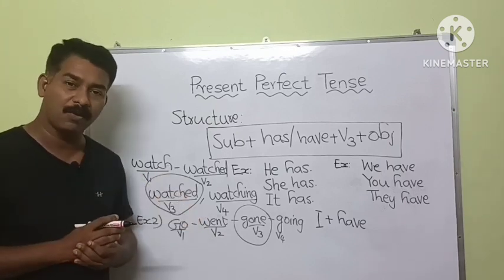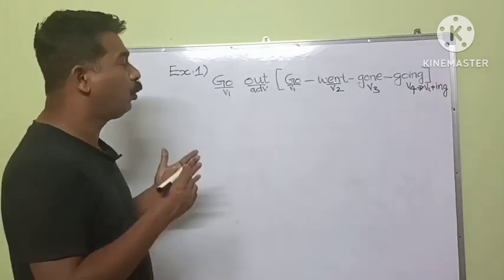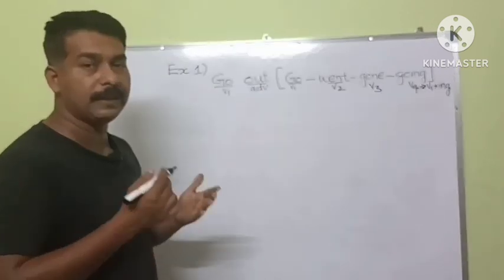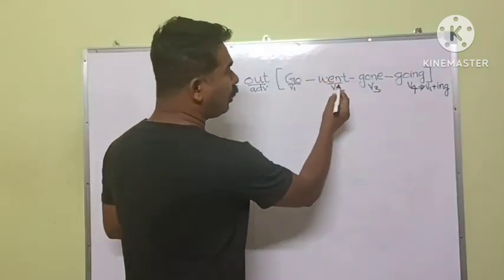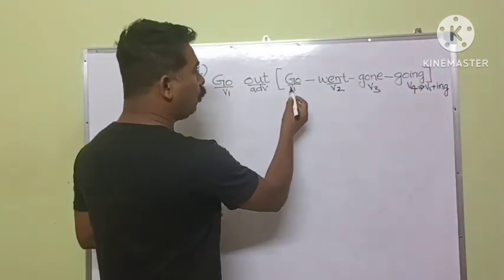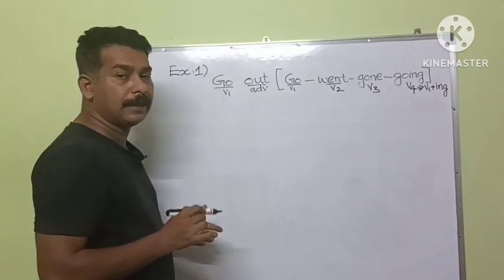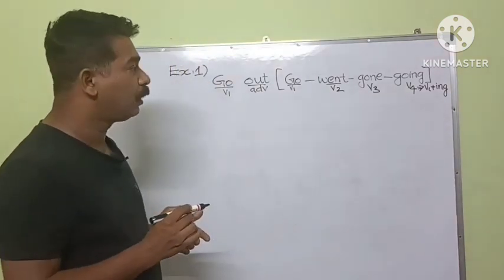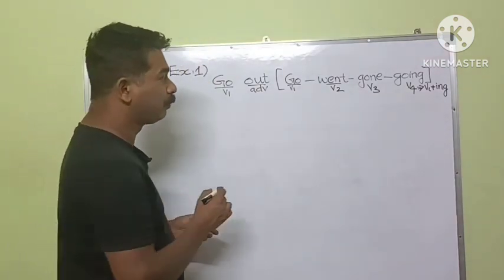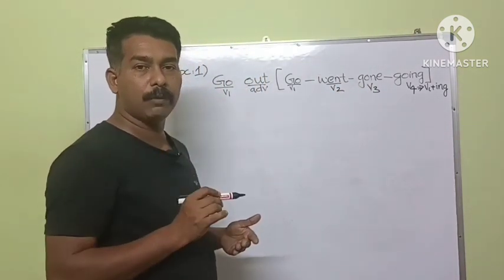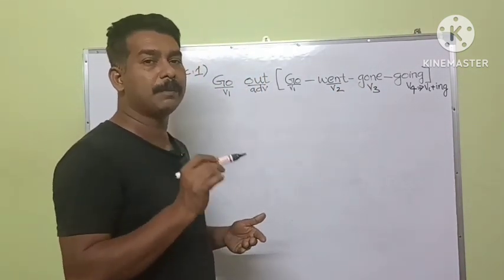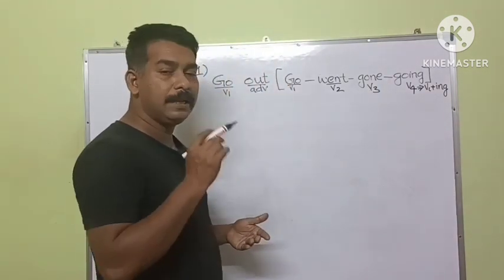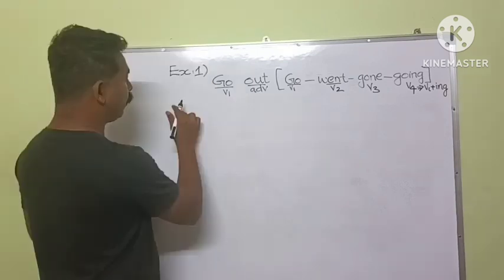Let's form sentences now. Example number 1, go out. Go is the V1 form of the verb or the first form of the verb. Go, went, gone, going. Go is the present form of the verb. Went is V2 form or past form of the verb. Gone is the V3 form or past participle form of the verb. Going is the V4 or ing form of the verb.